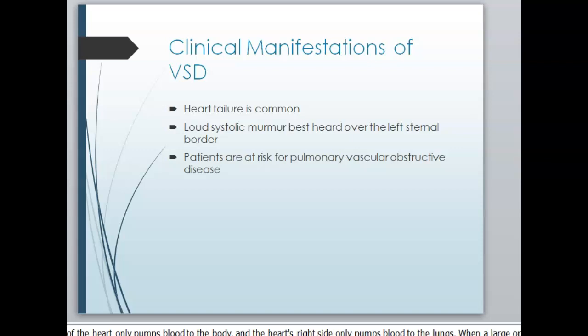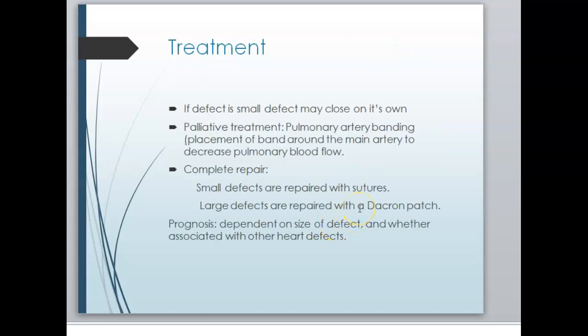So what is the treatment? Treatment, if it's a small defect, it may close on its own. Palliative treatment is pulmonary artery banding, placement of a band around the main pulmonary artery to decrease pulmonary blood flow. They can also do a complete repair. Small defects are repaired with sutures. Larger defects are repaired with a Dacron patch. Prognosis is dependent on the size of the defect and whether it is associated with other heart defects.